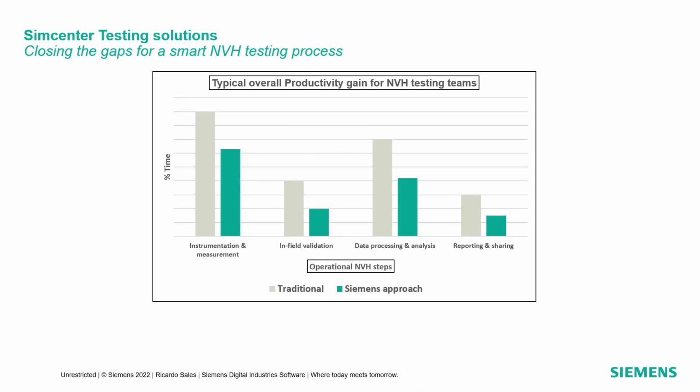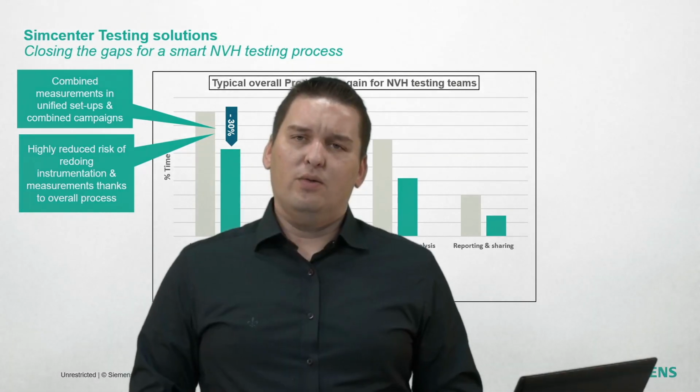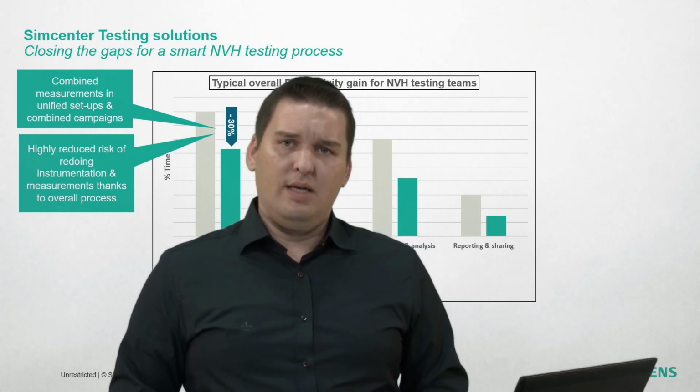We put here some of the productivity gains that we believe we can achieve with this solution. First of all, in the instrumentation and measurement, we believe that by implementing all the features that we mentioned, for example, by combining several different NVH methods into a single campaign, and also making sure the instrumentation and the measurement is done correctly, so there's no test repetition, we can gain up to 30% in time in this phase.